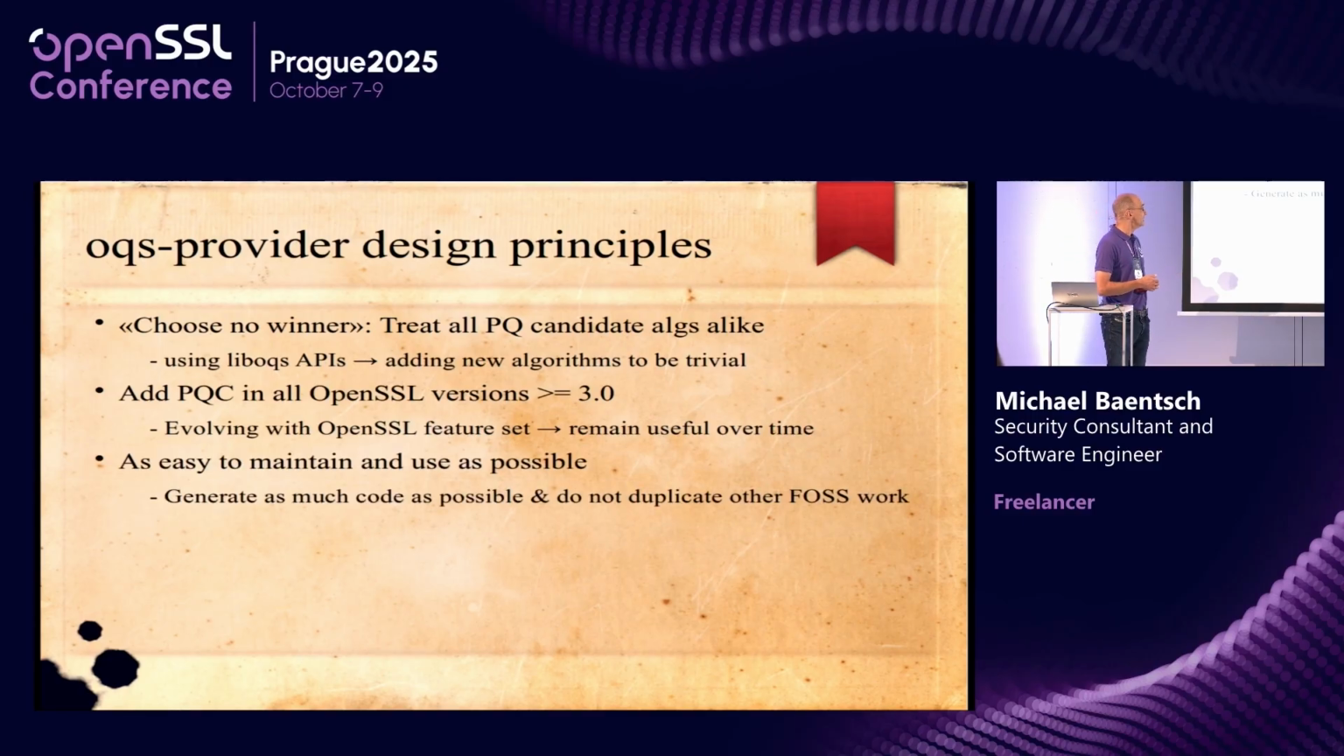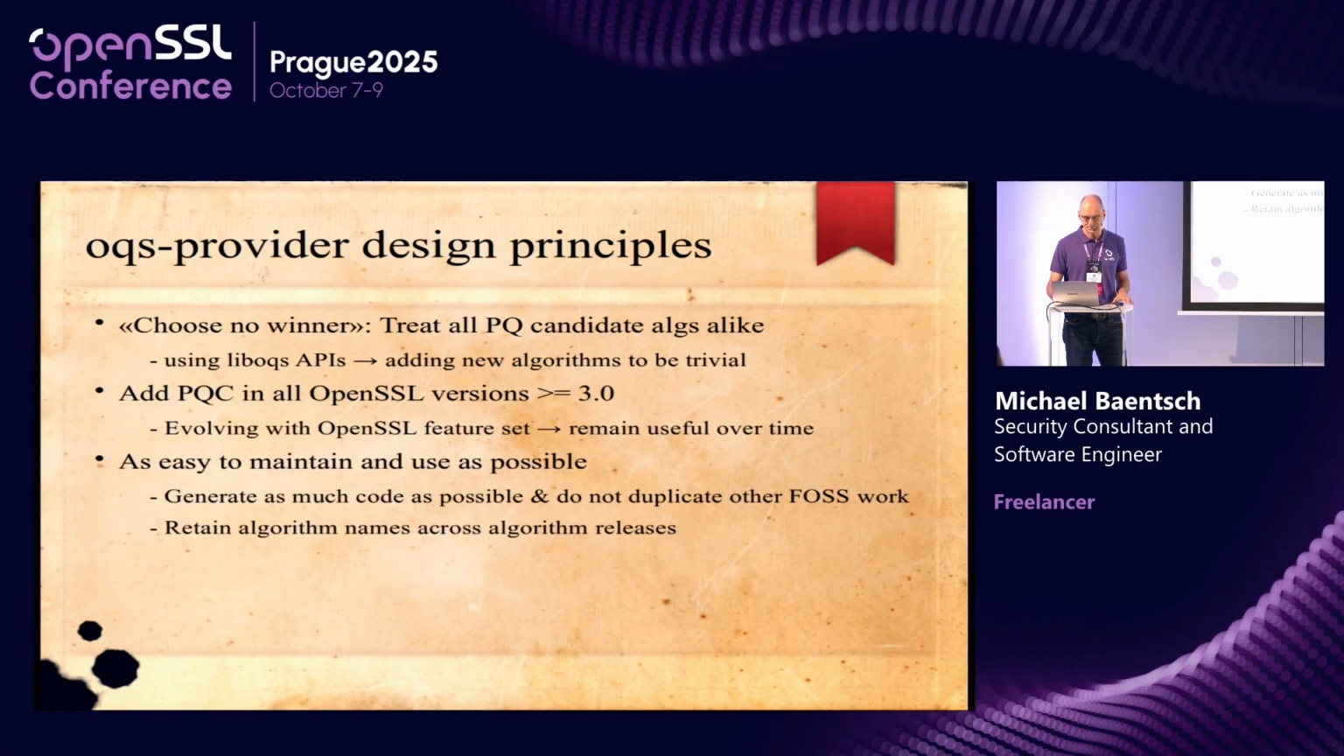Next one, easy to maintain and use. Again, I already mentioned I'm a lazy person. I do most of the work. I think right now something like 85 to 90% of the code still is mine. I'm maintaining it, and I want an easy life. I want the system to be able to adapt as much as possible, as much automation as you can possibly have in the system. And the goal also was, I did not want to duplicate anything else that is out there in the free and open source world. So the goal really is use what's there, generate as much code as possible.